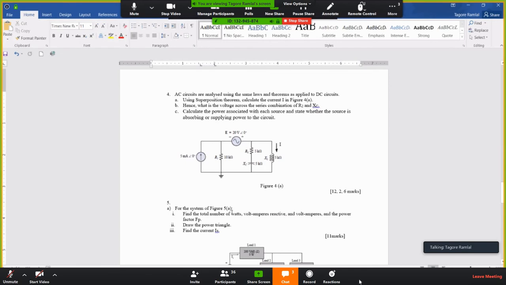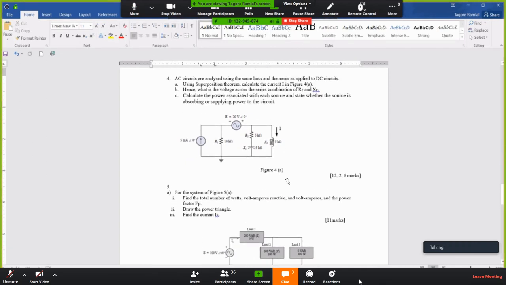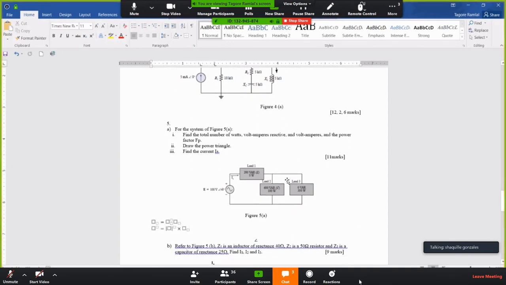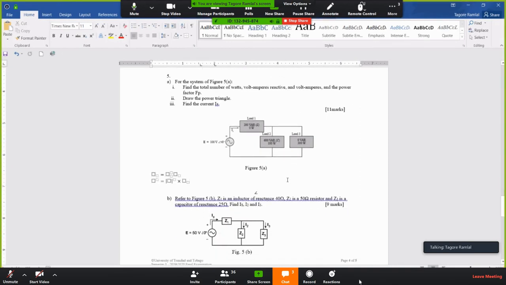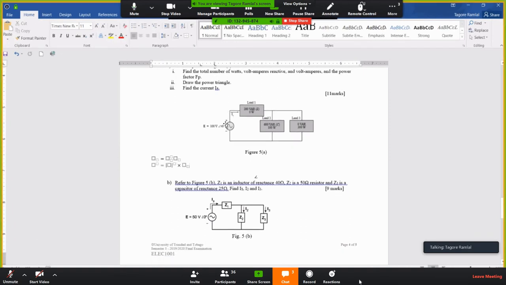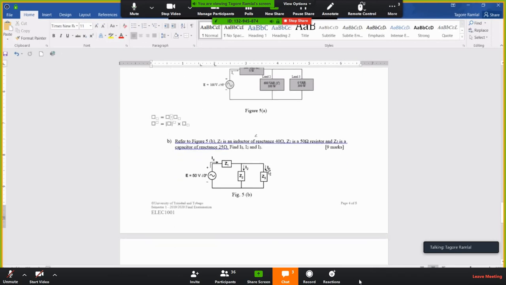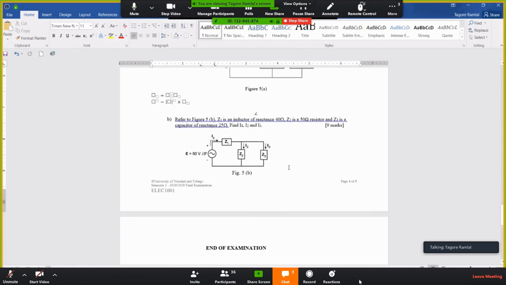So I'm going back to the passive. You see the passive on the screen? Yeah, we've seen it. All right, so question 5. Just do the calculation for question 5, part A. Okay, do not do this in Multisim. Okay, cool. Right, question 5, you're going to do this in Multisim.